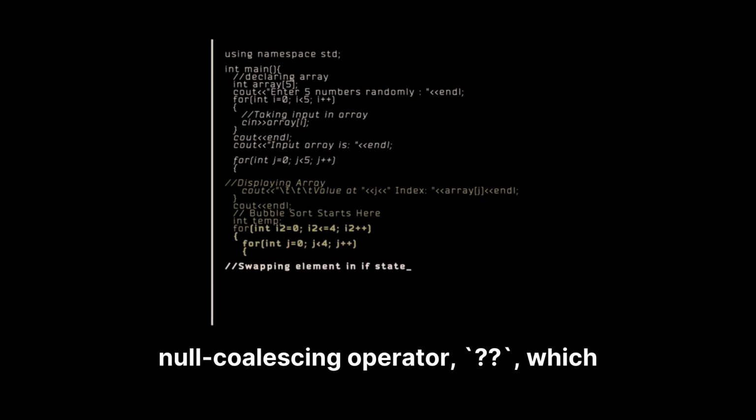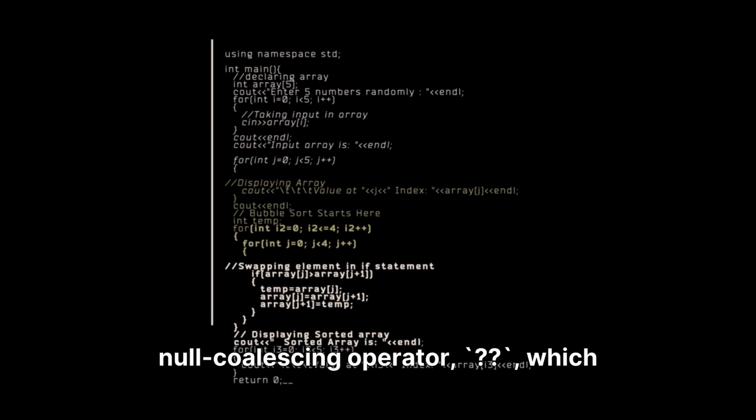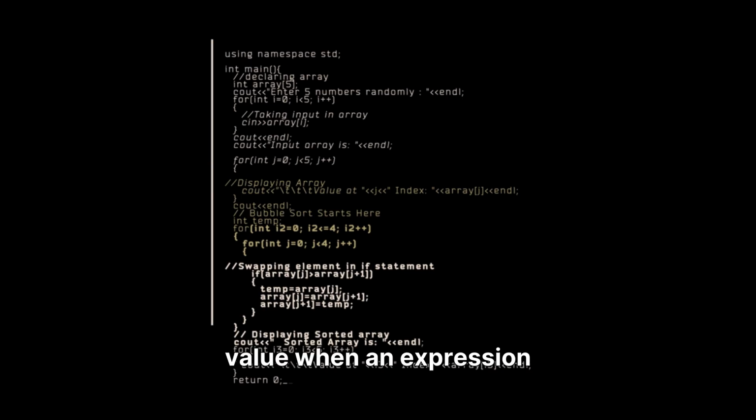Complementing this is the null coalescing operator, ??, which elegantly provides a default value when an expression evaluates to null, acting as a reliable fallback mechanism for scenarios involving missing or optional data. For example, you might write string result = userInput ?? defaultValue, ensuring that if userInput is null, your application uses the specified default without any additional checks, promoting cleaner and more readable code.